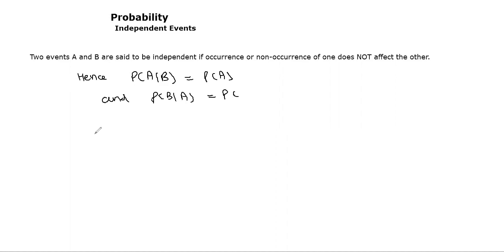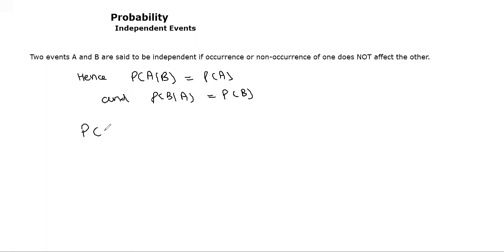So using this fact, P of A intersection B is P(A) into P(B), using the concept of conditional probability. Let's discuss the concept of independent events with the help of some examples.